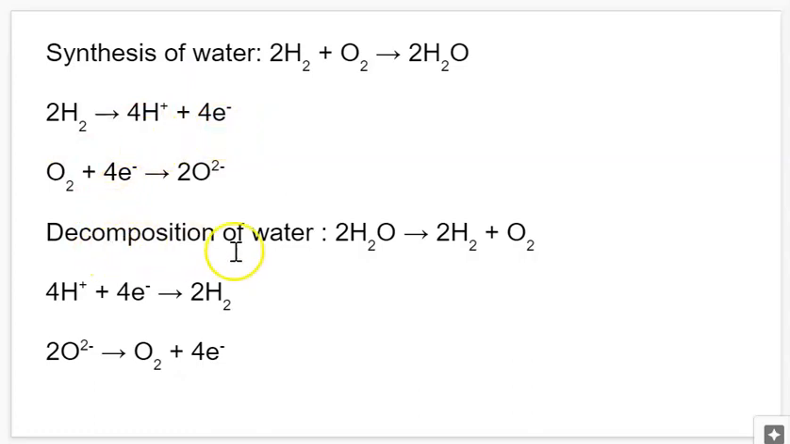And since I said that the decomposition of water is going to be basically the opposite process, the half reactions are going to look exactly the same, except in reverse. Now we have hydrogen gaining electrons to become neutral hydrogen, hydrogen being reduced, and then oxygen giving up 2 electrons to become neutral oxygen and being oxidized.